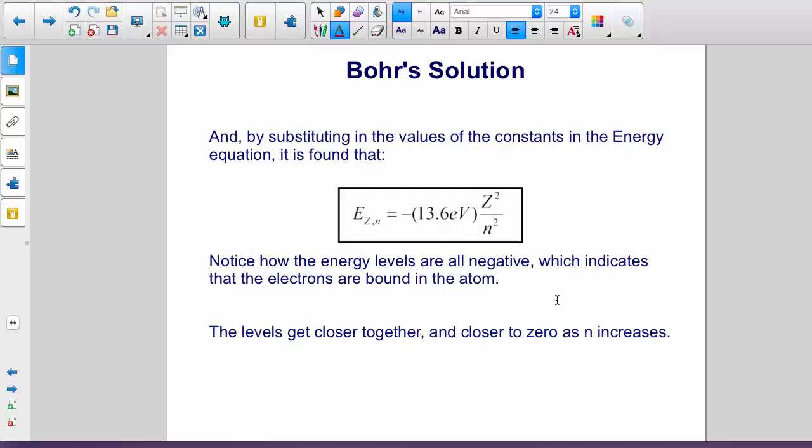Notice how the energy levels are all negative, which indicates that the electrons are bound to the atom. The levels get closer together and closer to 0 as n increases. The levels, on the other hand, get larger as Z increases.